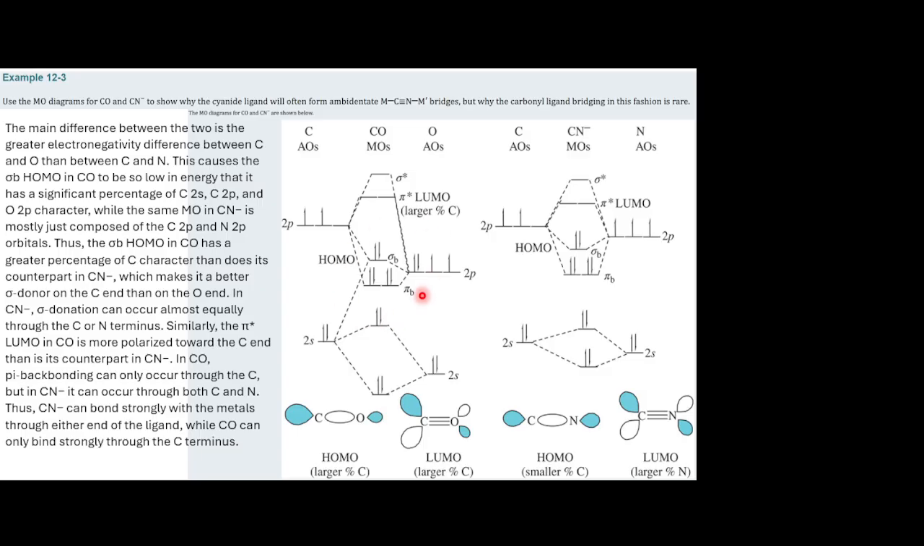Okay, and so we then fill in these electrons. Again, we have the s orbitals giving you these ones down here, which don't really do much for us. And then up here we have the lower energy pi, the higher energy sigma, and that's our HOMO. And then up here we have the pi anti-bonding, and then sigma anti-bonding.